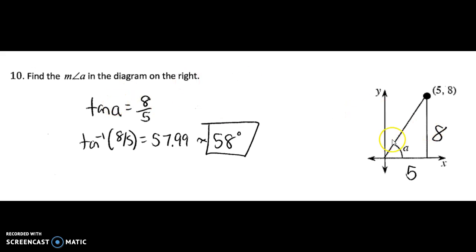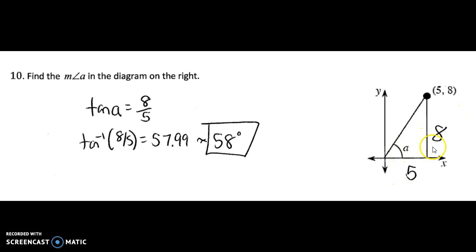Now, when we want to find what this angle measure is, think of your SOHCAHTOA, all of your trig functions. We have sine, cosine, and tangent. So that means we would take the sine of the angle and put it opposite over hypotenuse. Cosine is taking the cosine of the angle and equaling it to adjacent over hypotenuse. And tangent is taking the tangent of the angle and setting it equal to opposite over adjacent.